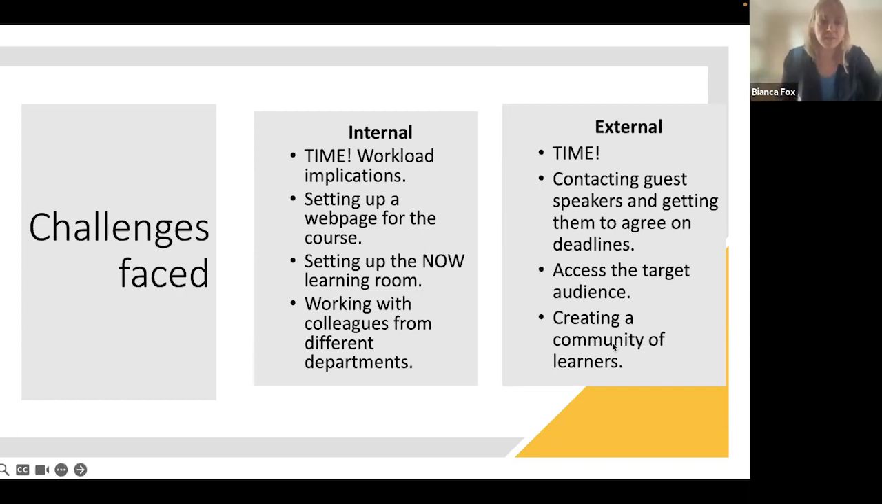Setting up the learning rooms was again quite challenging because, as we all know, at NTU we use a VLE called Now, but only NTU students and staff have access to it. So it was quite challenging to find ways to give access to international colleagues to that short course. So we had to discuss this with colleagues from digital technologies and find a way and create unique user names for international colleagues to be able to have access to the learning room for this short course.